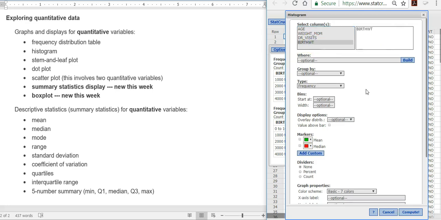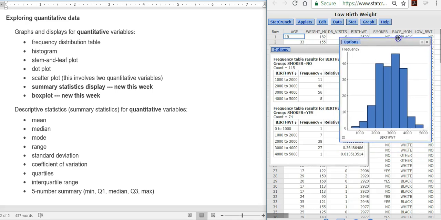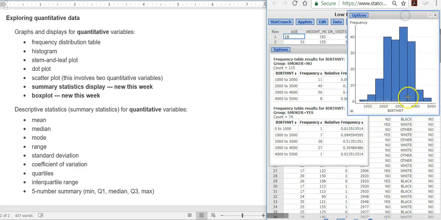And actually, before I do the group by, I'm going to look at the histogram for all of the babies, just to get an idea of what that looks like overall. So here's the histogram for the birth weights of all of the babies.